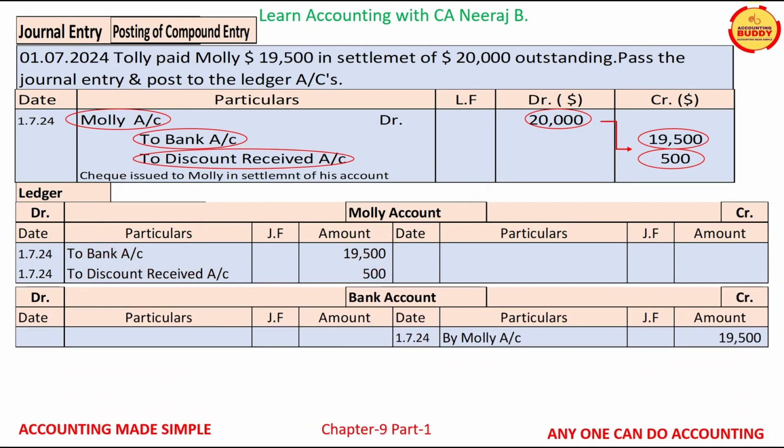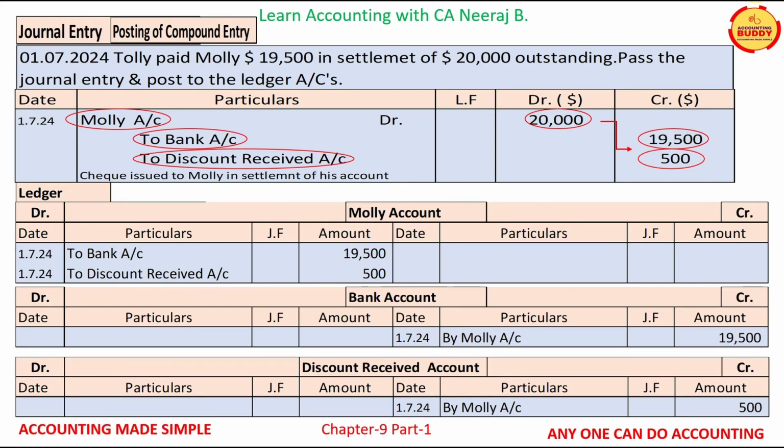In the bank account, the entry will be posted on the credit side by writing "by Molly account" and an amount of $19,500 will be posted. In the discount received account, the entry will be posted on the credit side by writing "by Molly account" and an amount of $500 will be posted.